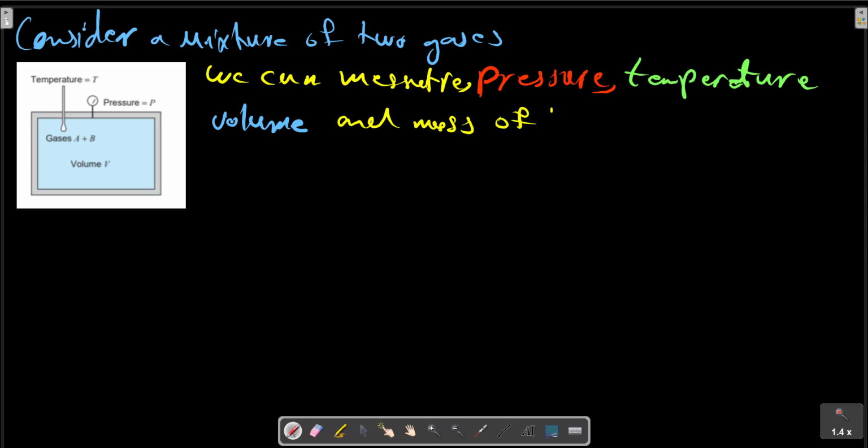We can also experimentally measure the composition of the mixture and thus determine the mole and mass fractions. Suppose that this mixture undergoes a process or chemical reaction and we wish to perform a thermodynamic analysis of this process or reaction.